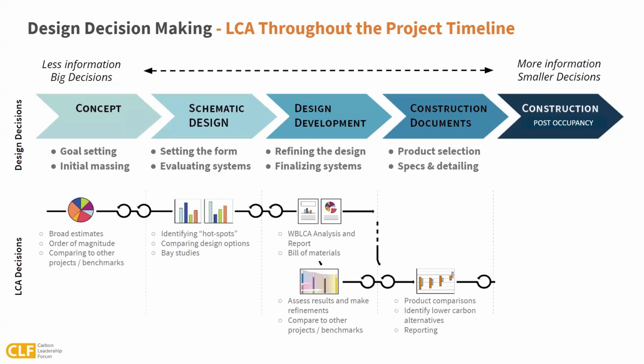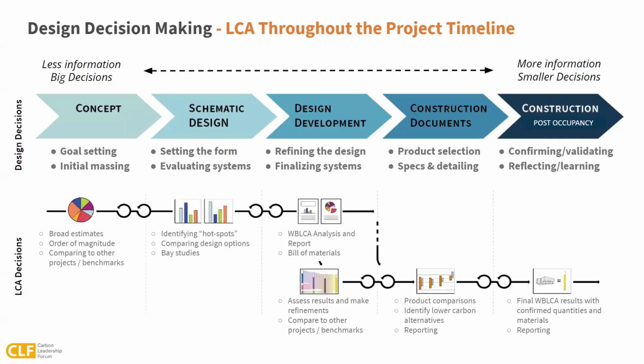So here, teams are often working on specifying the exact products or materials that will be used for construction, and LCA can be used to identify lower carbon options of each of those materials. Finally, after a project is completed, another whole building LCA might get conducted to verify what actually got built in the real world using full material quantities and product specifications.